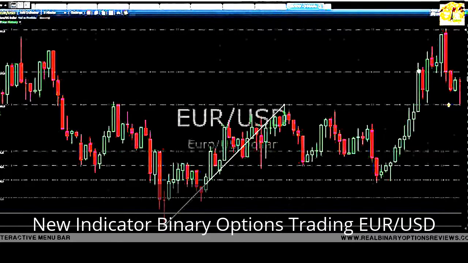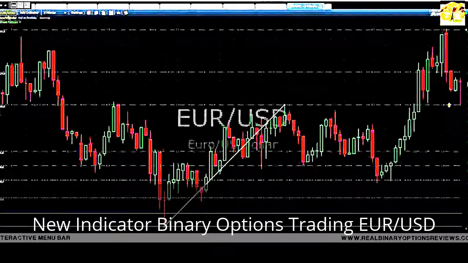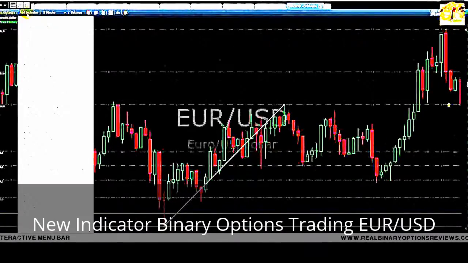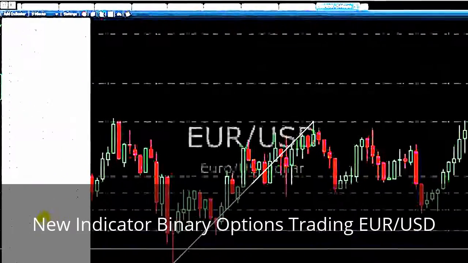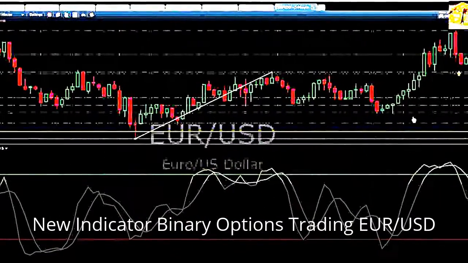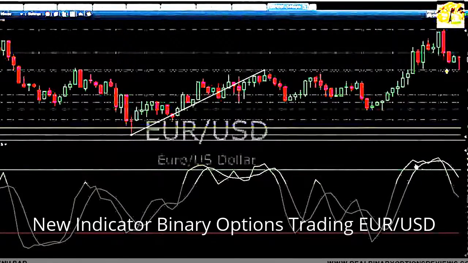So here you would be able to make a trade, let's say with 5-minute expiry, and it would be a winning trade. And then the trend is continuing upwards to the level of 161.8, and then it turns around. So let's add another indicator. We're going to add, let's say, stochastic. And let's see how this can help us.